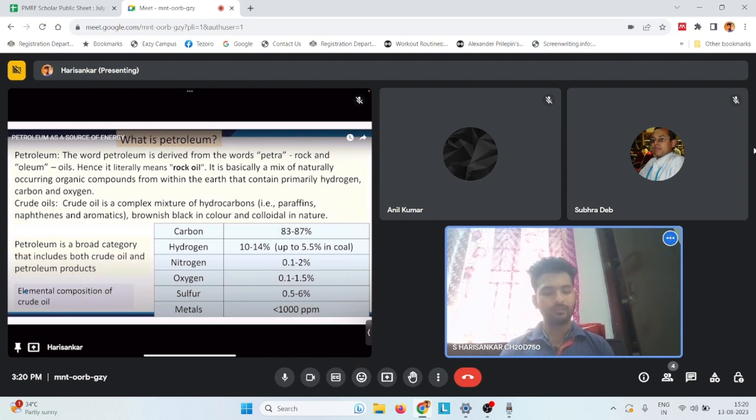So we all know what petroleum is. The word petroleum originates from two words. Petra basically means rock, and oleum means oil. In other words, petroleum basically means rock oil, and it is a mixture of naturally occurring organic compounds from within the earth that primarily contains carbon, hydrogen, and oxygen. So these three are the major organic compounds present in petroleum. And of course, there will be some small amount of nitrogen, sulfur, and metals.